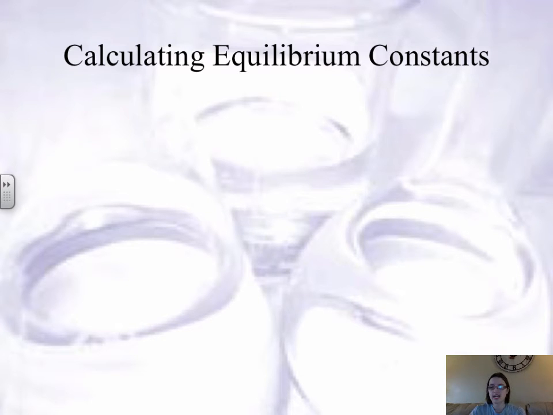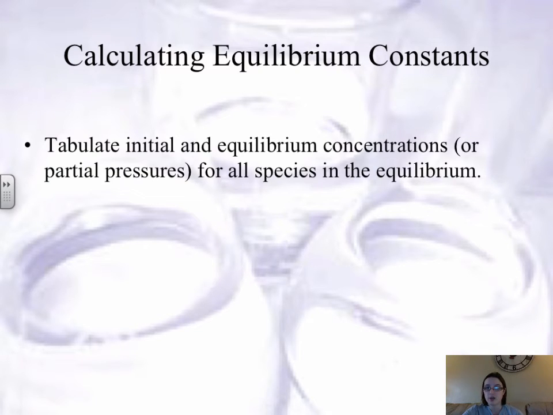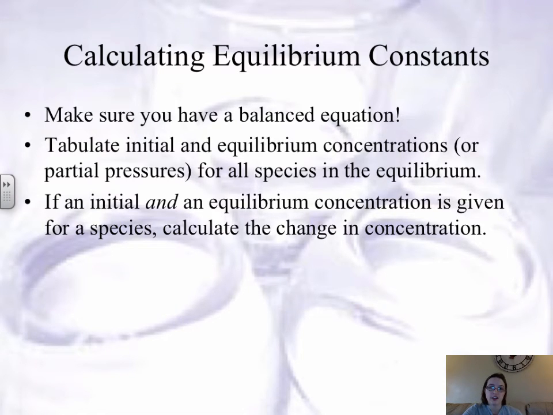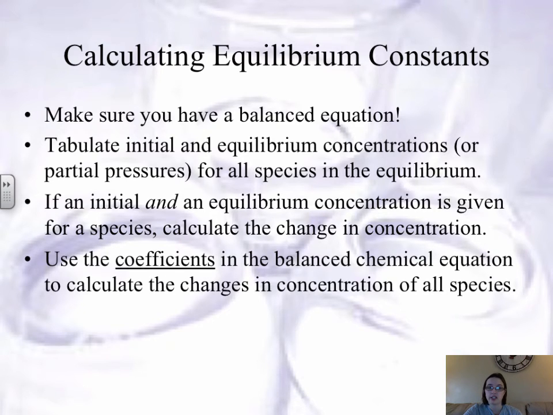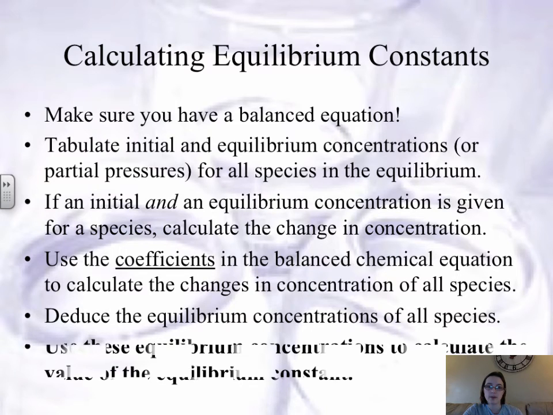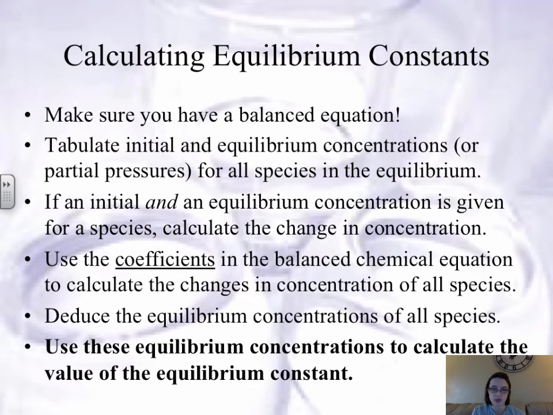Okay, so we looked at how to write KEQ, why KEQ is important, looking at the value, so greater than 1, less than 1. Now we're going to look at how to actually calculate it based on concentrations that you're given. So when we calculate equilibrium constants, first you want to make sure that you have a balanced equation. Then we have to look at initial and equilibrium concentrations for everything in the mixture. If initial and equilibrium are given, we can actually calculate the change. We also want to use the coefficients to calculate the changes in all concentrations. And then we have to figure out equilibrium concentrations, and then we can calculate the value of the equilibrium constant.